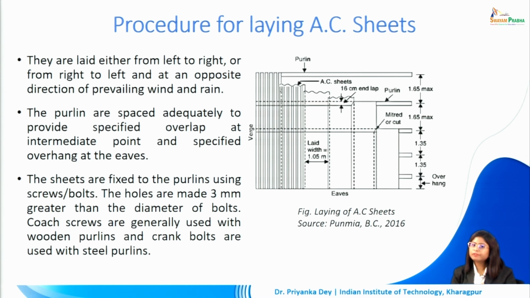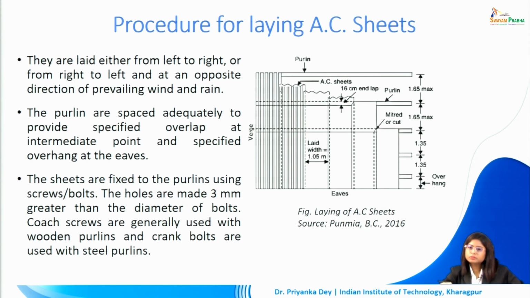Now the sheets are fixed to the purlins using screws or bolts, and the holes are made 3 mm greater than the diameter of the bolt, and coach screws are generally used when we are dealing with wooden purlins as opposed to steel purlins, and crank bolts are used in case of steel purlins.